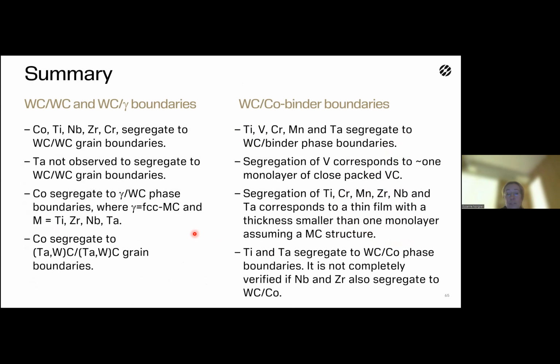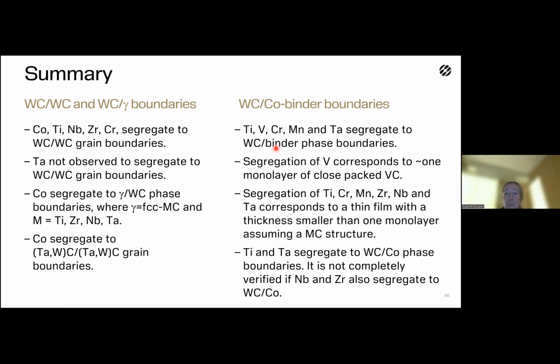So this is a summary. If we look at the tungsten carbide, and tungsten carbide gamma phase boundaries, cobalt, titanium, niobium, zirconium, and chromium segregate to these grain boundaries. Tantalum is not observed to segregate. Cobalt segregates to tungsten carbide gamma phase interfaces. Cobalt segregates to tantalum carbide grain boundaries.